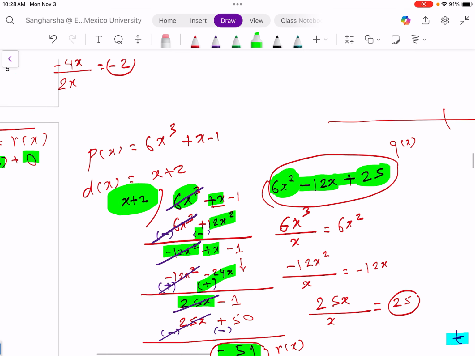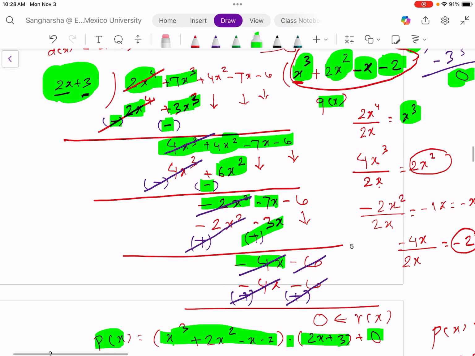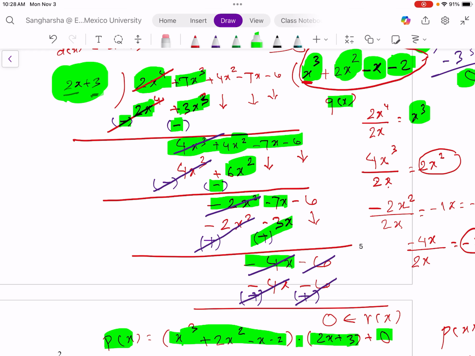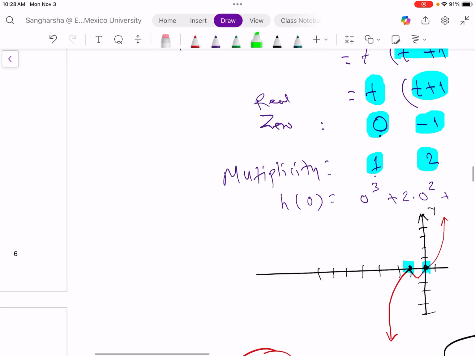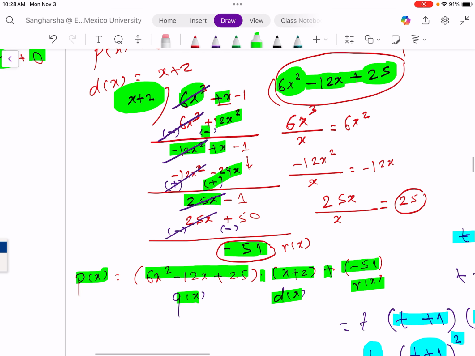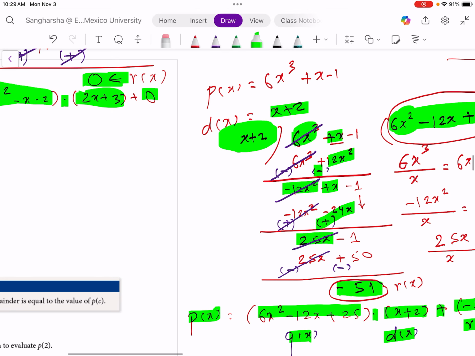In our very first example, when we divide our given polynomial by 2x plus 3, our remainder is 0. Because of that, this quotient and this divisor are the factors. But in this example, our remainder is not 0, and because of that, this divisor and this quotient are not factors. Okay, so this divisor is not a factor of p of x. Okay, so this is how we do a long division.